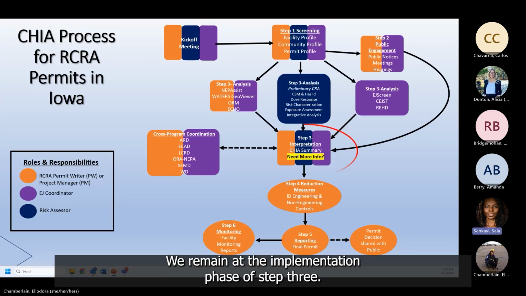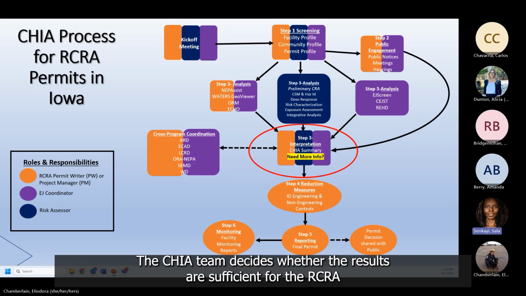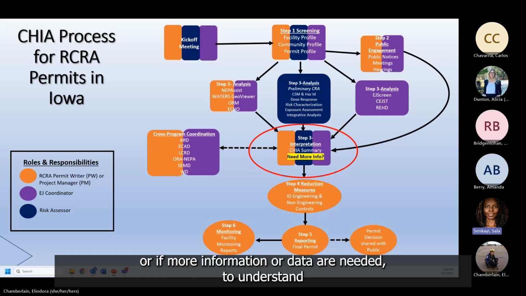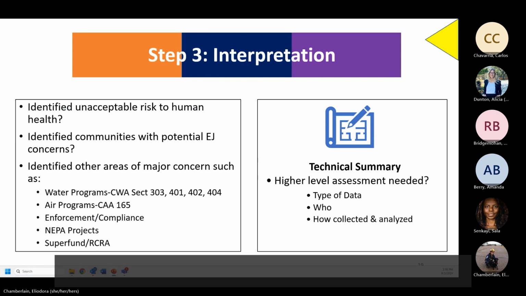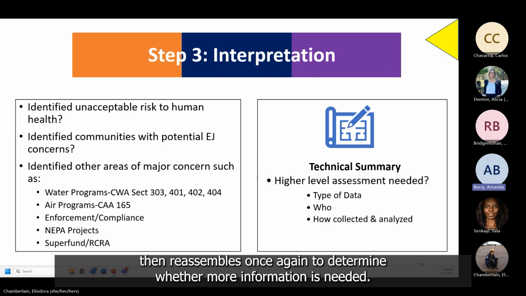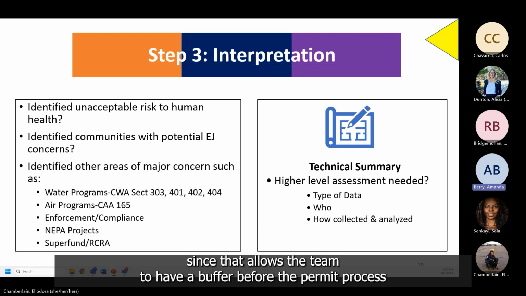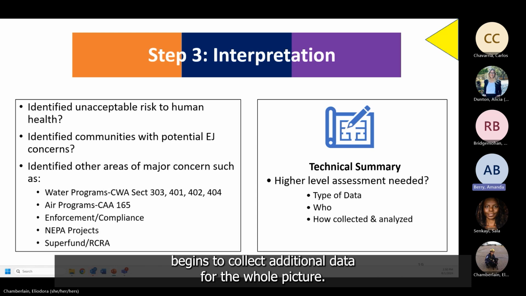We remain at the implementation phase of step 3. The CHIA team decides whether the results are sufficient for the RCRA project manager, permit writer to move forward with step 4, or if more information or data are needed to understand the impacts experienced by the communities. The CHIA team then reassembles once again to determine whether more information is needed. This is why it's important to start at least 6 months before permit application or renewal, since it allows the team to have a buffer before the permit process begins to collect additional data for the whole picture.